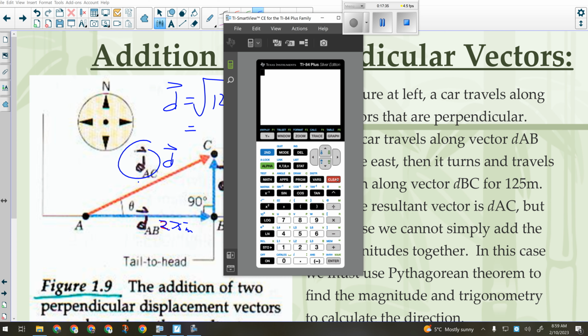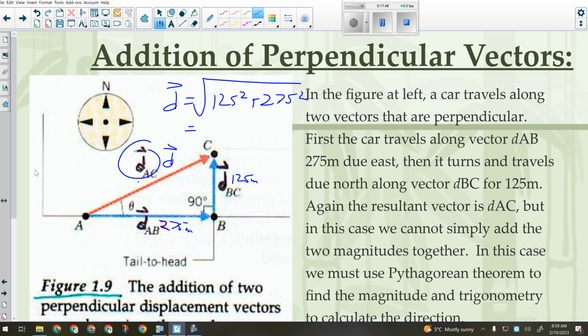All right, so first thing we're going to do is get the magnitude. So we'll go 125 squared plus 275 squared. All right, so it's 302.07 meters long. I'm not going to do my significant digits yet. Okay, 302.07 meters in length.